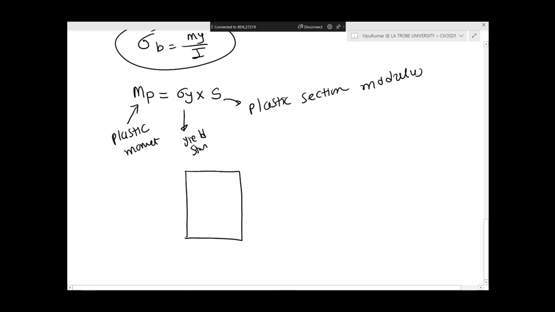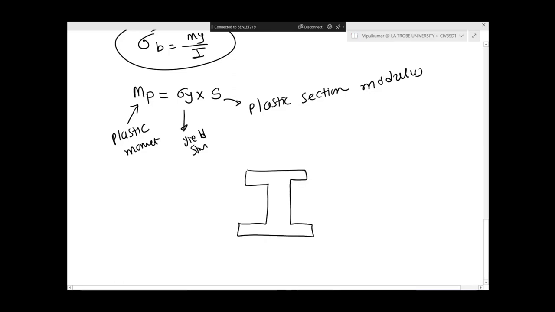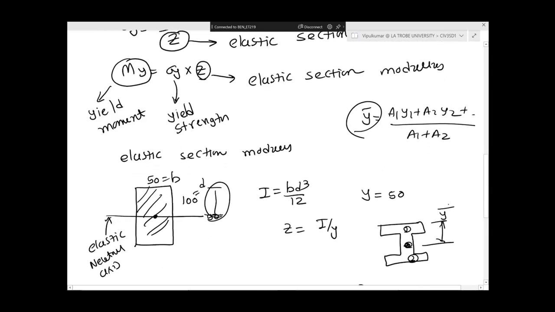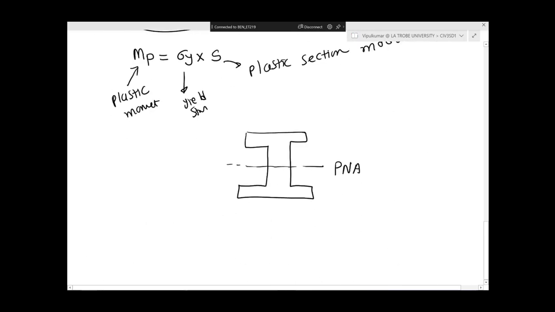let's say this is a cross section, let's take a typical I-beam. To calculate a plastic section modulus, we need to calculate the plastic neutral axis. I'm introducing a new word, plastic neutral axis. Everyone understands elastic neutral axis? It's just passing through the centroid. Okay, now plastic neutral axis. What is plastic neutral axis? Your plastic neutral axis divides the section into two equal areas.